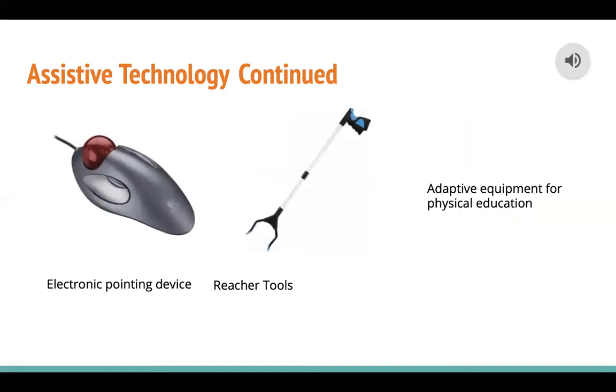Some other tools or assistive technology that can be used within the classroom include electronic pointing devices or reacher tools, which would help students reach things that might typically be out of their grab or their space, as well as adaptive equipment for physical education, which would be within gym classes or also regular classes.